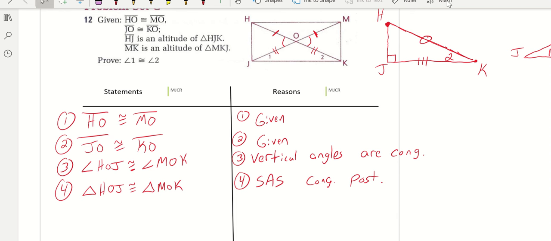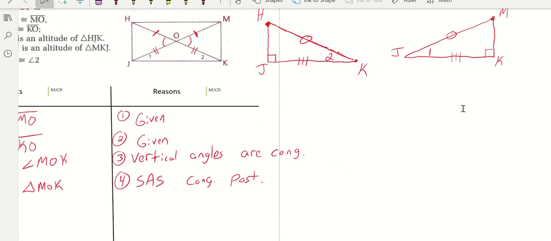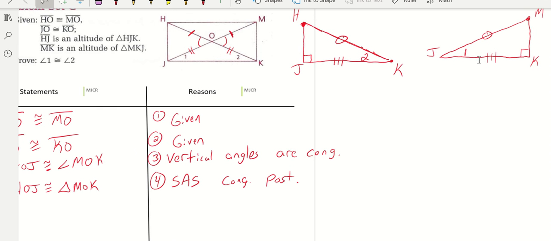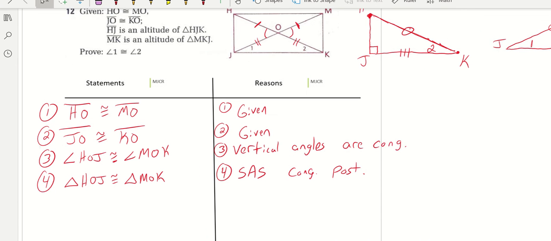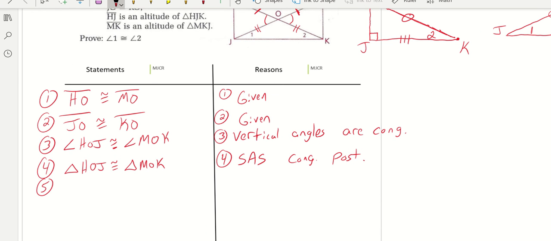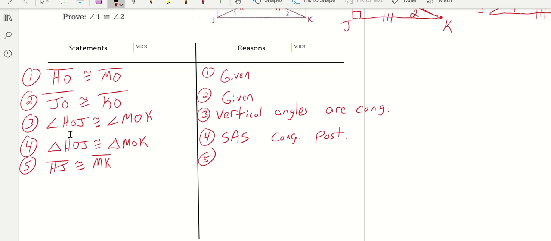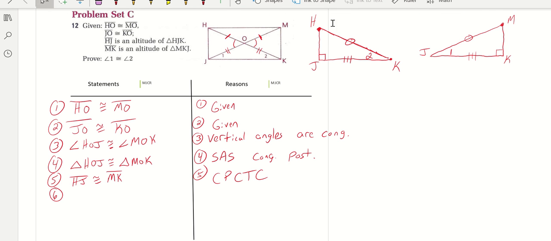Now, let's go ahead and start tackling triangle HJK and triangle MKJ. Remember, we need to show that HJ is congruent to MK, so let's do that now. We're going to conclude that from statement number 4. So statement number 5 is going to be HJ is congruent to MK. First and third, those must be congruent. Also, make sure you're careful when you write your congruency statements. How do we know HJ is congruent to MK? CPCTC.